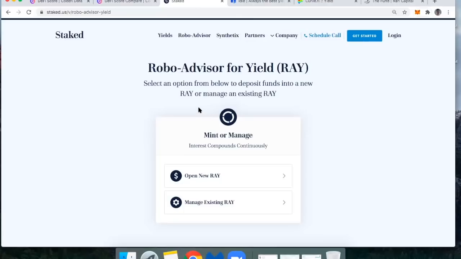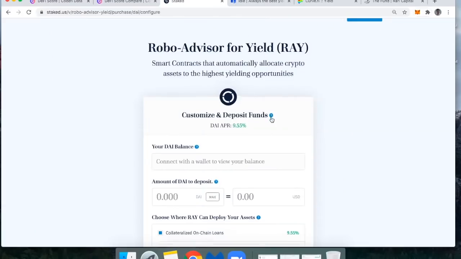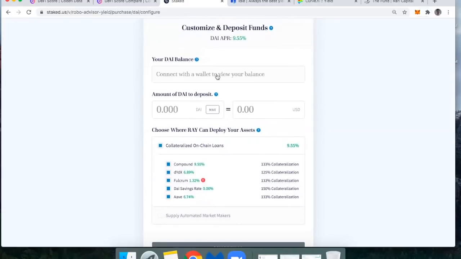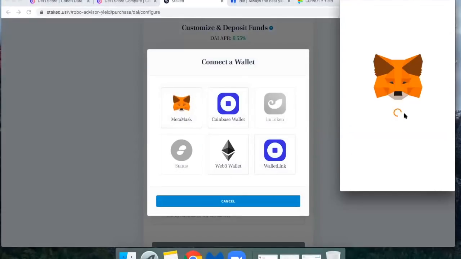If I'm using Staked Robo-Advisor for yield, abbreviated RAI, I just go to stake.us and click on the Robo-Advisor. It'll take you here. I'm opening up a new RAI versus if I already had one, so I'm going to click here. Then I can decide from just these 4 assets, so I'm going to choose DAI. For me to get started, it's really straightforward. I just need to, of course, connect my wallet, which I've already done. So I should just be giving approval.